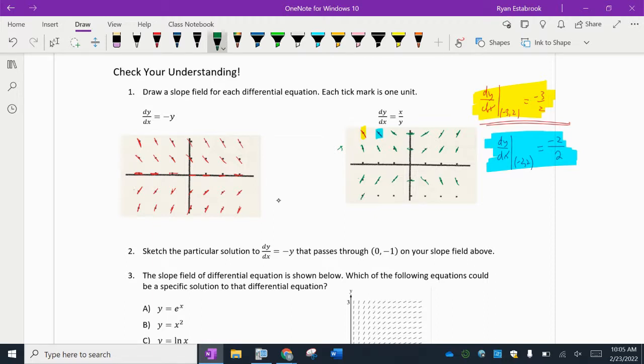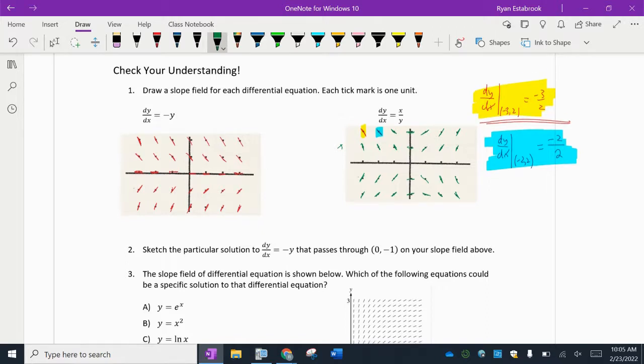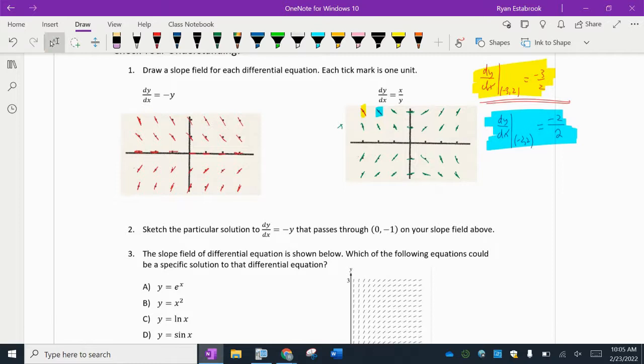This would be -2 over -2, which would be a slope of +1. -1 over -2 would be +1/2, so up 1 over 2. It's a little bit flatter to 0. And then something kind of like this. So here is a slope field. If I got the ruler out, I could verify how precise I was. I don't think that's really necessary. This is a good enough slope field for what we're looking for here.